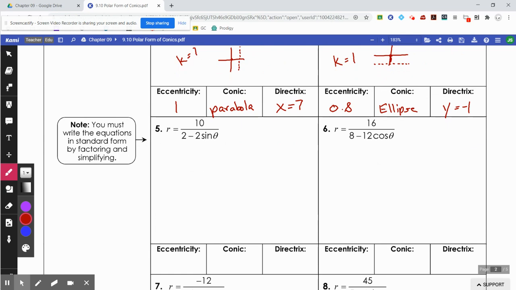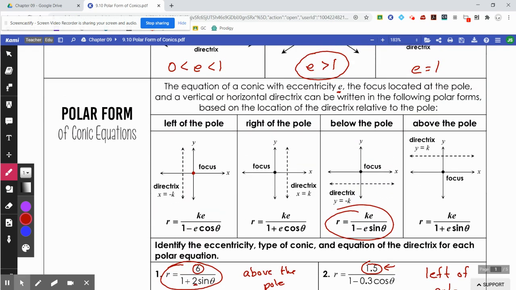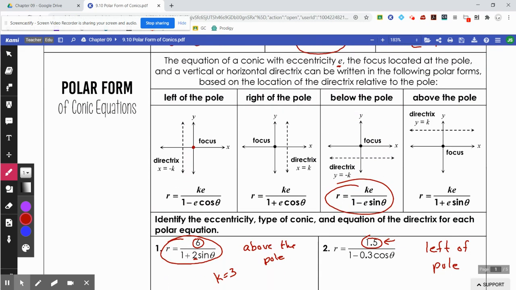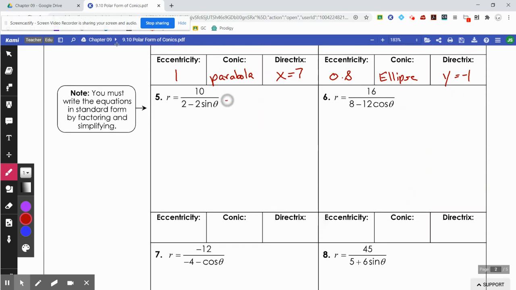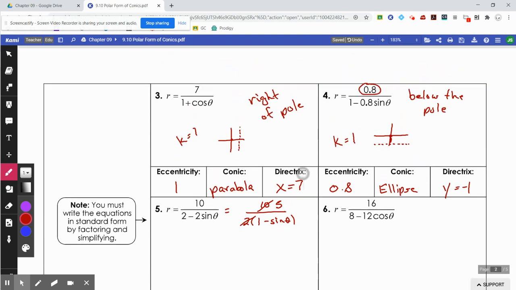Okay, number 5. Now let's read our note here. It says, note, you must write the equations in standard form by factoring and simplifying. So we've got to make this look like our standard form at the top. And if we go back and look at those standard forms, I want to point out that it's always 1 plus or 1 minus e times sine of theta. So we're going to have to clean this up some. So let's factor the 2 out of the bottom. So that's going to be 10 over 2 times 1 minus sine theta. And then we can cross cancel that 10 and that 2, and that gives you a 5 over 1 minus sine theta.